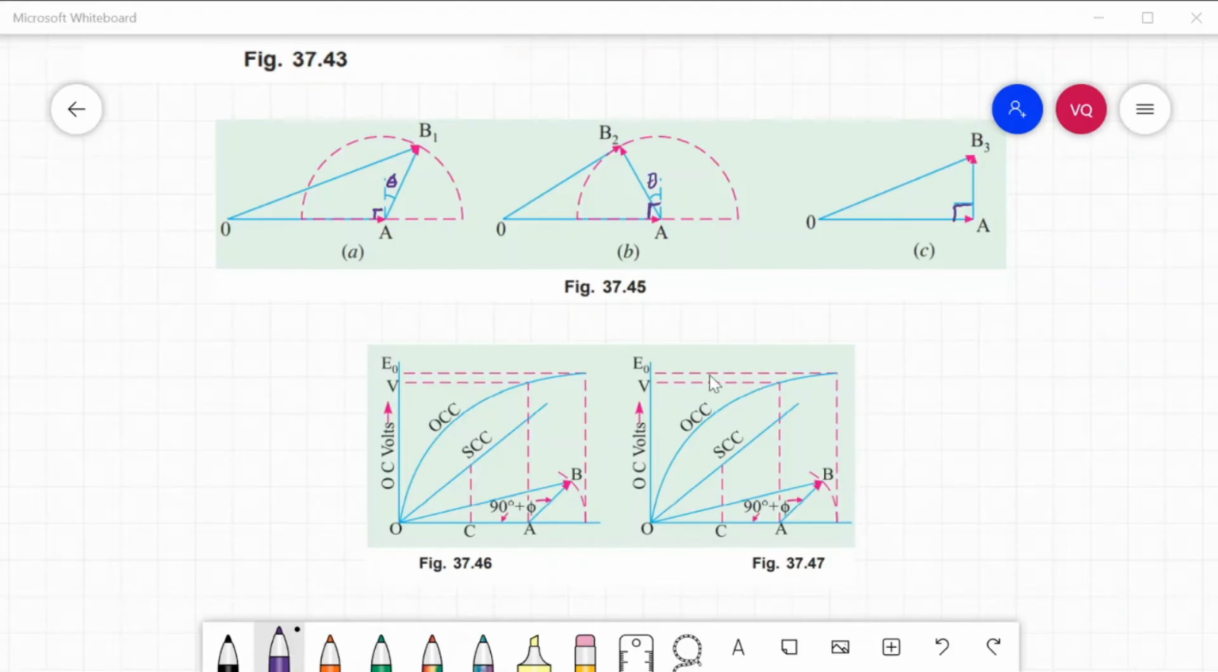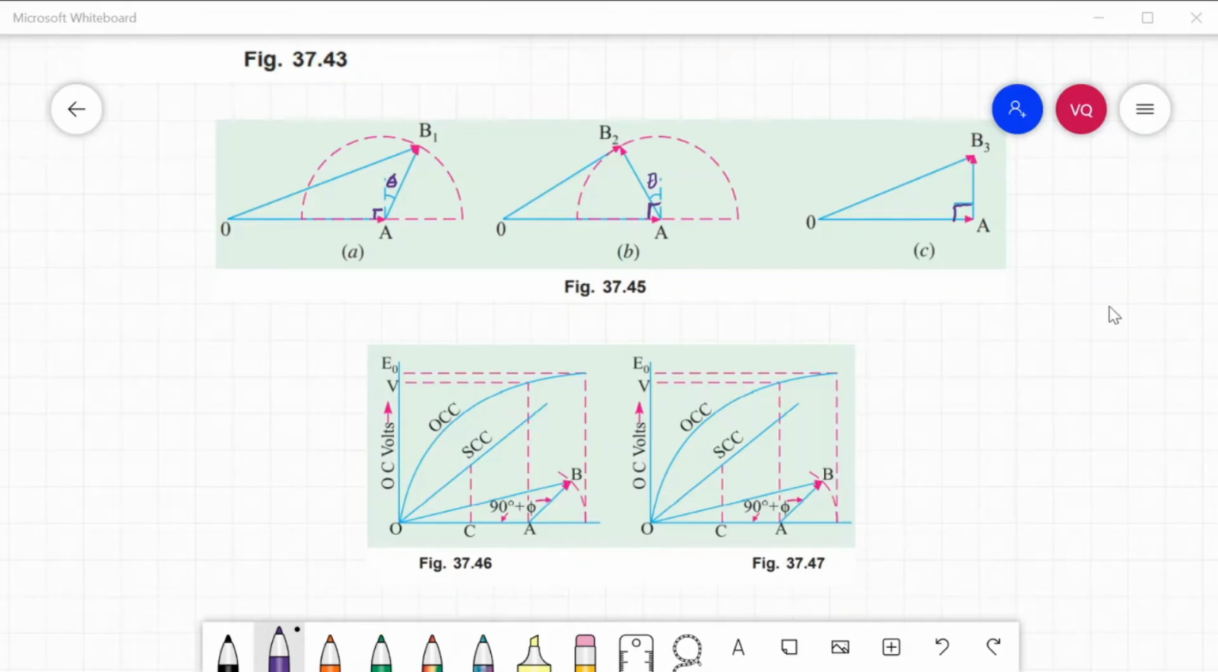The total field ampere turns are given by OB1, as in figure 37.45a. For a leading power factor, the short circuit ampere turns equal to AB2 is drawn at an angle of 90 minus angle theta. And for unity power factor, AB3, that is letter C in figure 37.45.